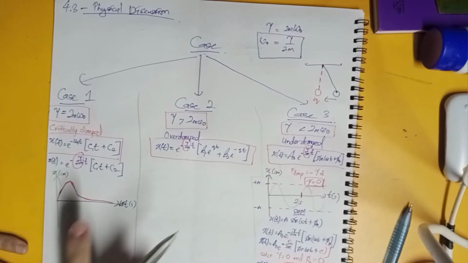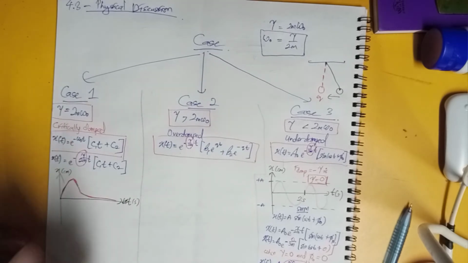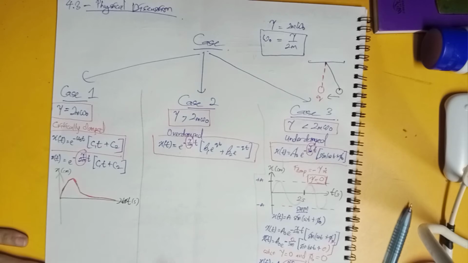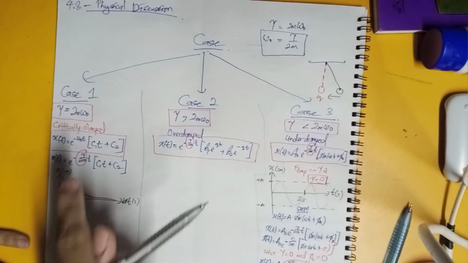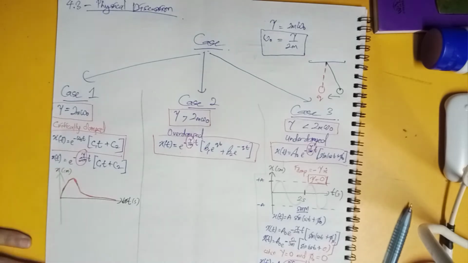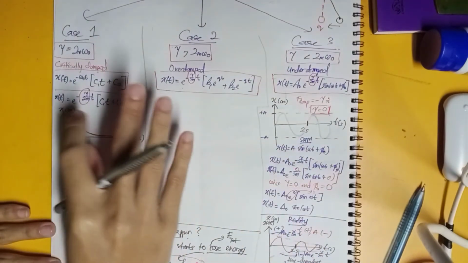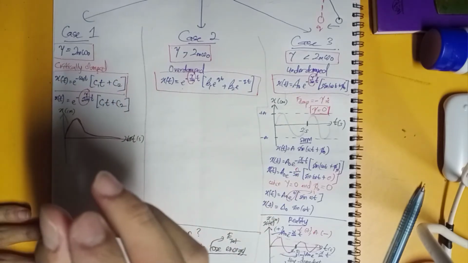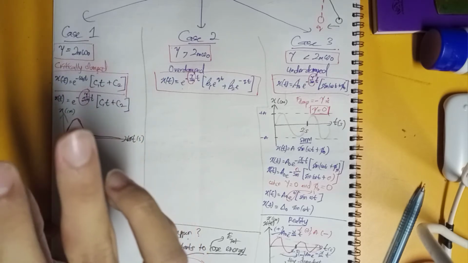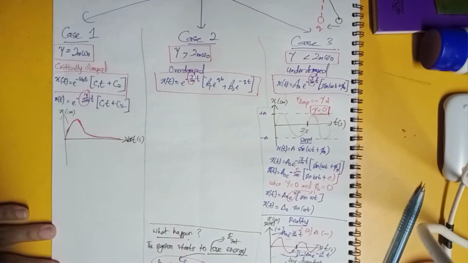So what happened exactly here is that the system is critically damped. This is what it's called. At the same time, this system is actually not oscillating. We don't call it an oscillation because it does not complete one oscillation. This is why we say it is not oscillating.